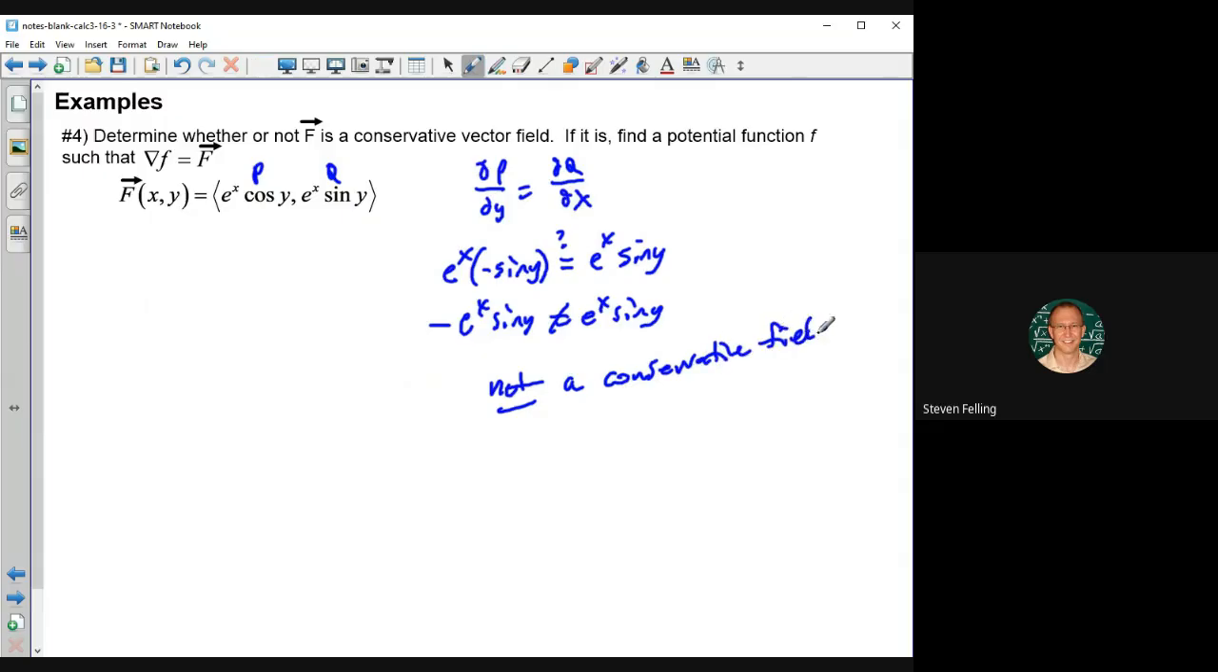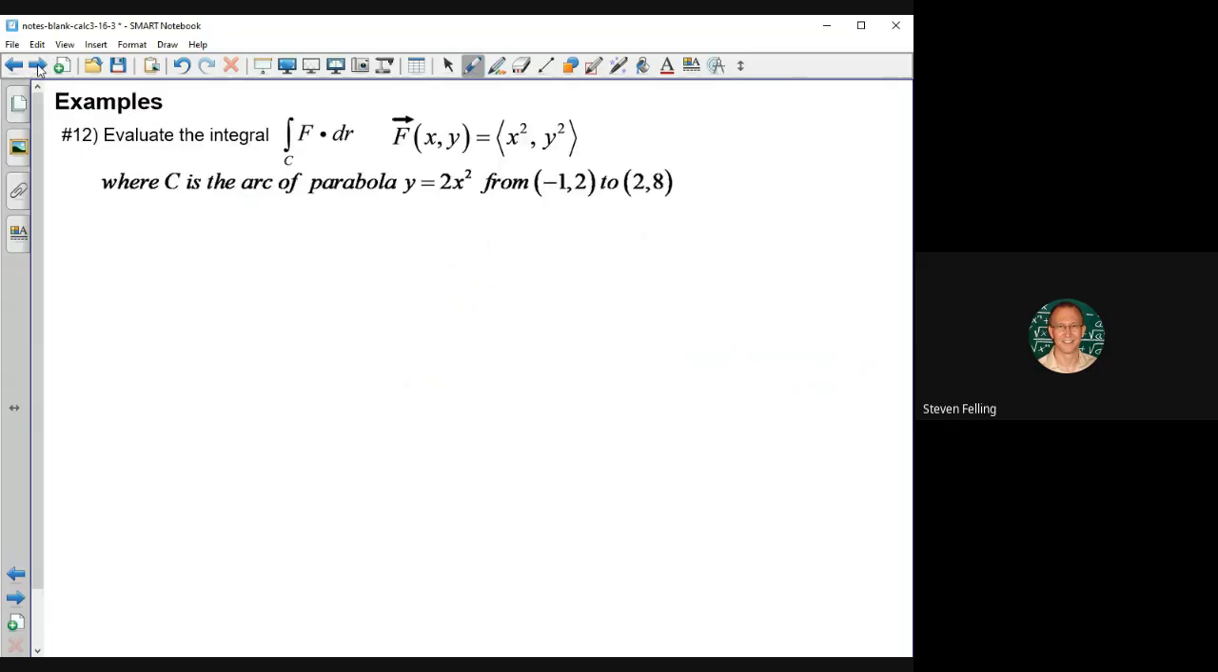And there will not be a potential function. No potential function for this. Okay, they have to be exactly equal, including their sign. All right, let's do another example.